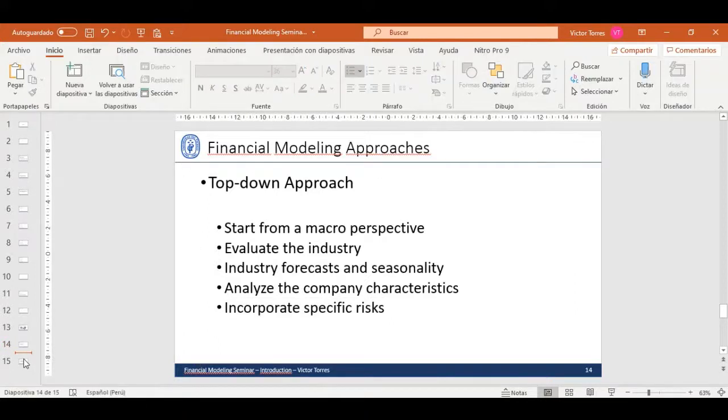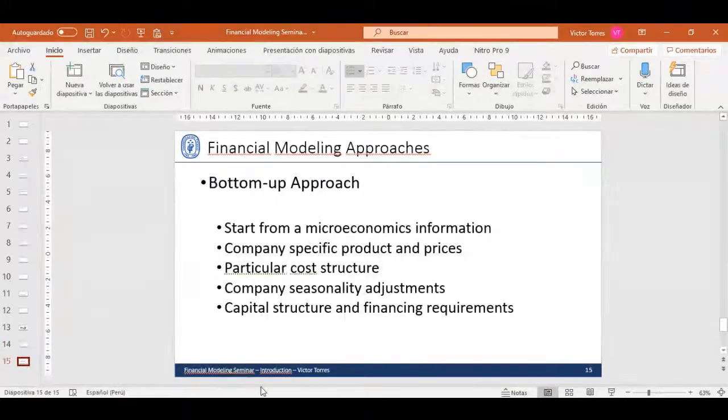And the other approach that I wanted to highlight that I just mentioned is the bottom-up. So in the bottom-up approach, we're going to start from a micro perspective and then build it up.